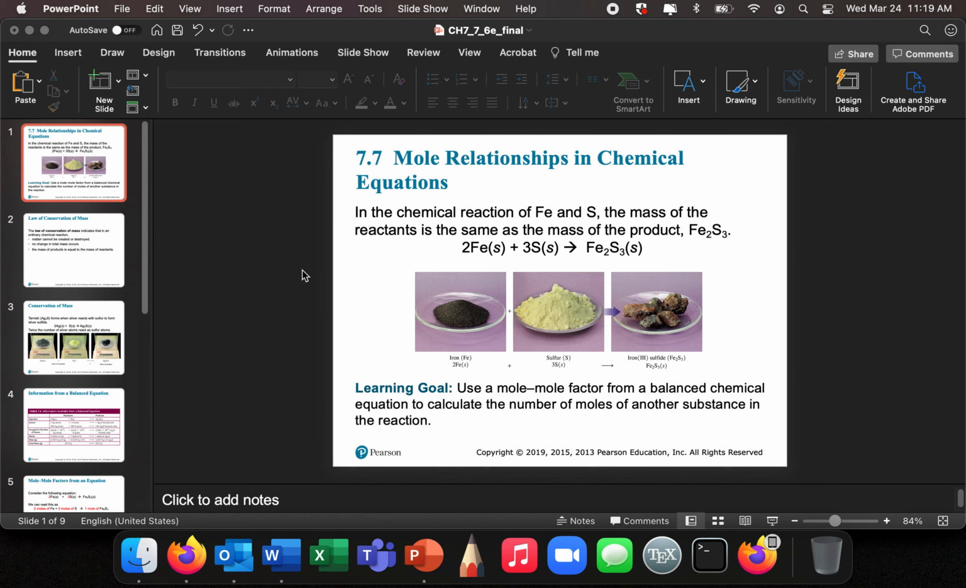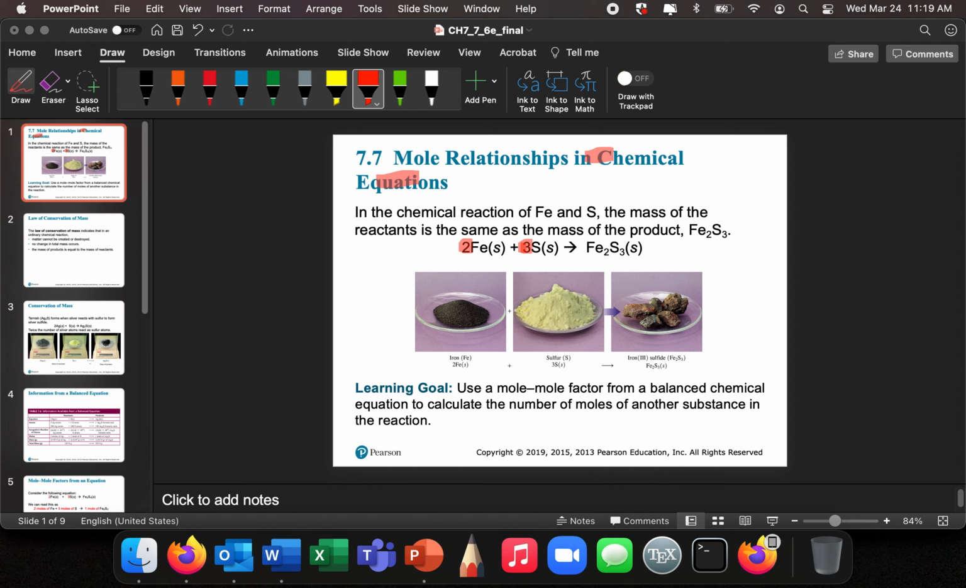Okay, so now we're ready for some really, I think, powerful stuff. We're going to talk about the mole relationships in chemical equations. And specifically, we're talking about these ratios right here: 2 moles of iron for every 3 moles of sulfur for every 1 mole of iron, what's that?